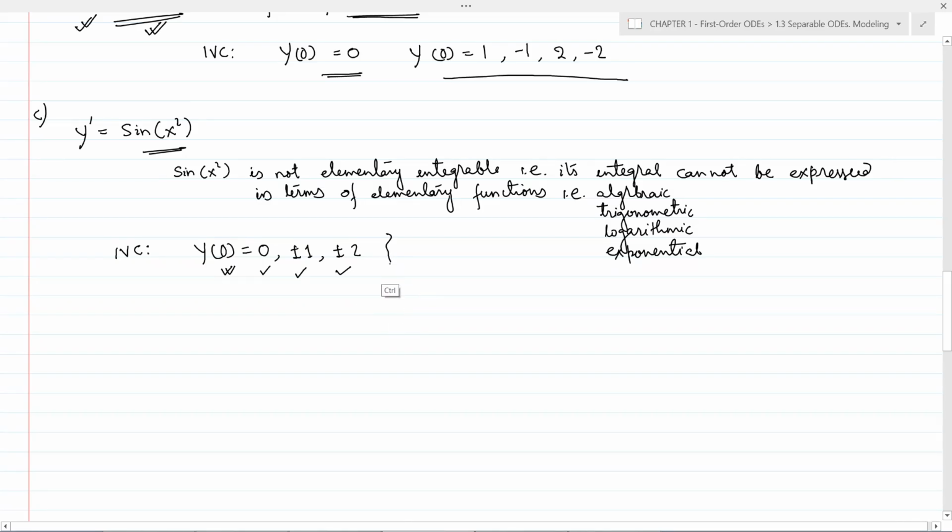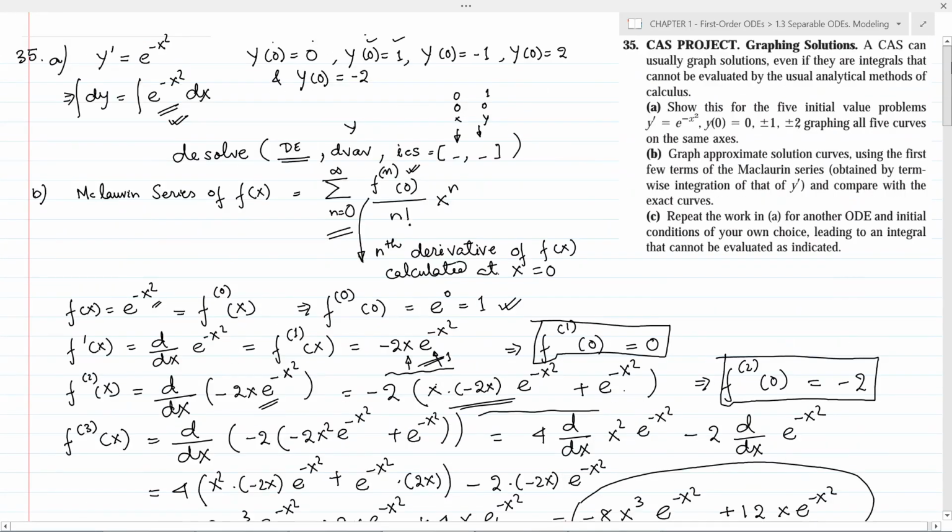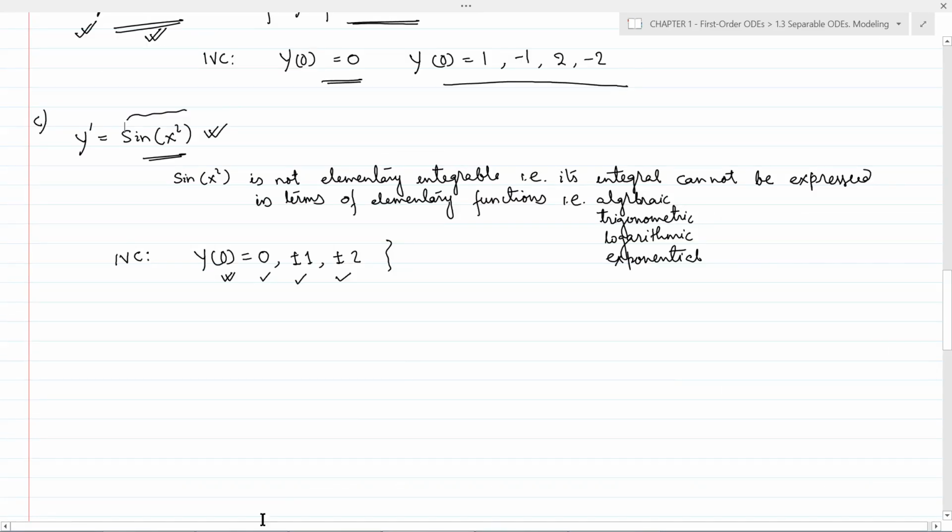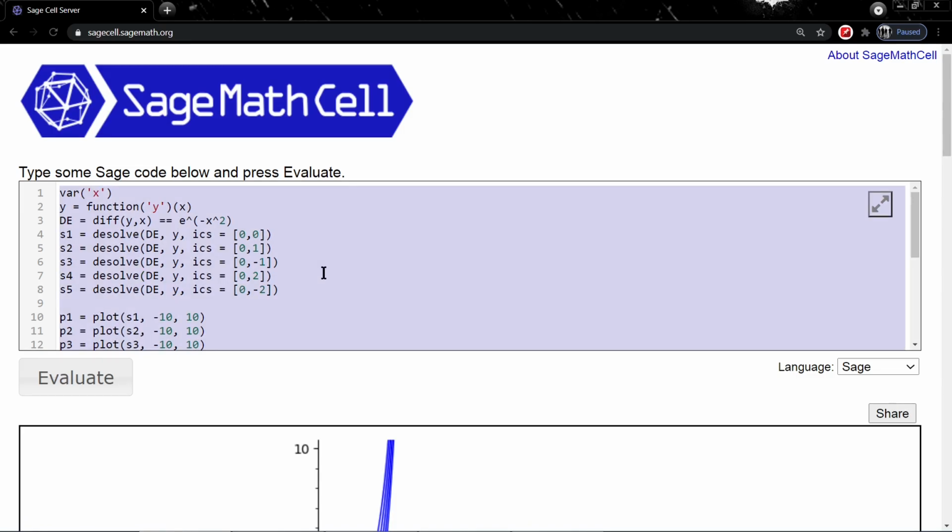So, we are going to take these initial value conditions and plot 5 particular solutions of this ordinary differential equation, even though this function sin x square is not elementary integrable, similar to the function e to the power minus x square, which is also not elementary integrable. For this, we are going to go to Sage Math. We will copy this previous code.